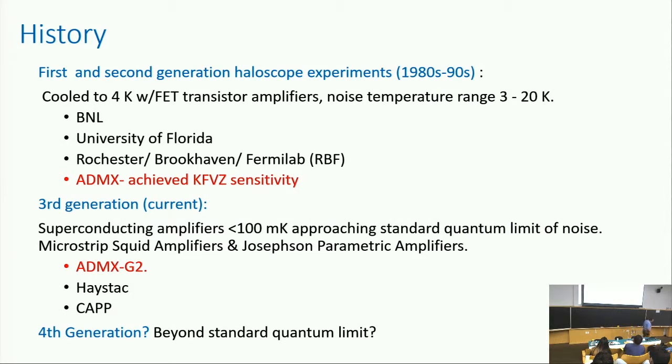The history of this is that after Sikivi's paper, experimental efforts started up at Brookhaven, University of Florida, and at Fermilab, and there was a first generation of experiments that used transistors as amplifiers. I'll show you what their sensitivity is in another slide or two. And then there was a second generation, which was called ADMX-1, which included most of the people who were in these previous experiments as collaborators. So the field kind of collapsed into ADMX. And now, after about 20 years of doing this, there's a third generation of experiments.